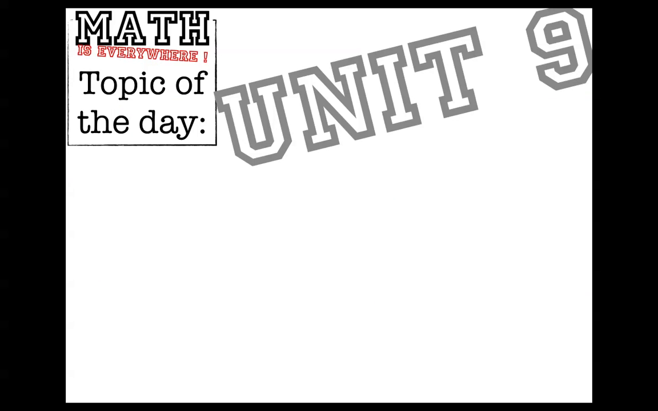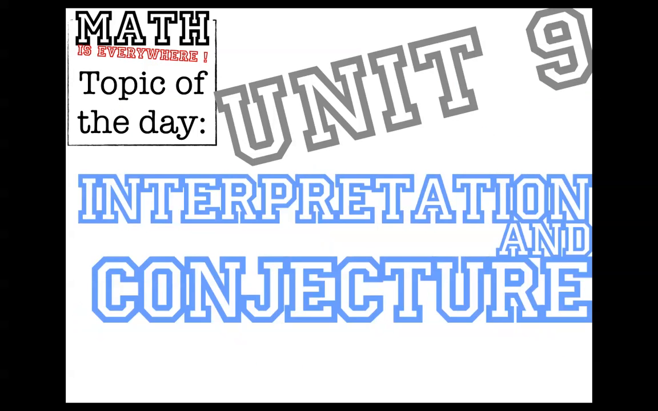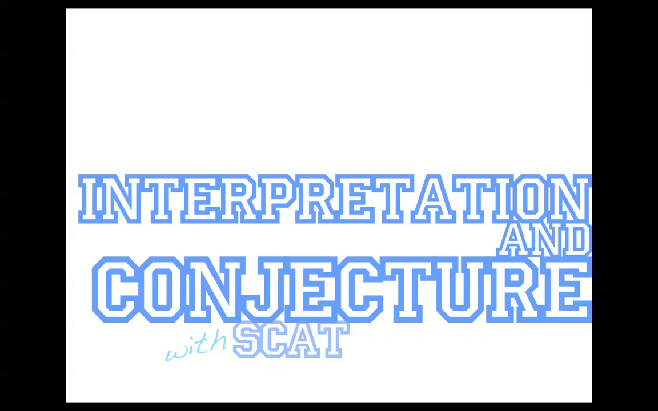All right, here we go. The next topic in Unit 9 and the last topic in Unit 9 is taking scatter plots and doing what we're going to call interpretation and conjecture. Or you could say that what we're talking about today is interpretation and conjecture with scatter plots.